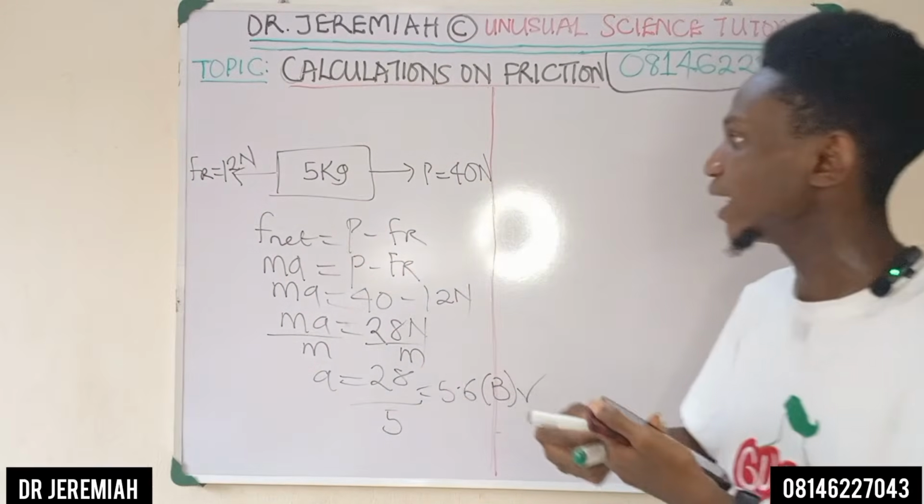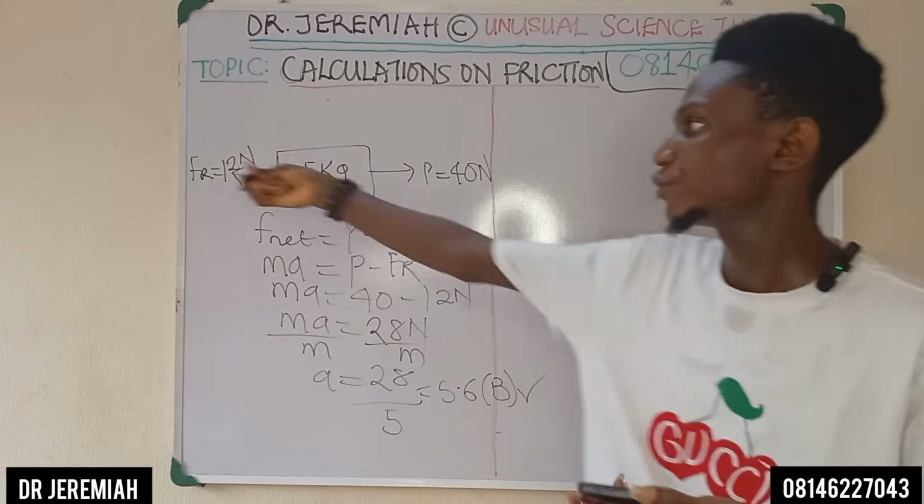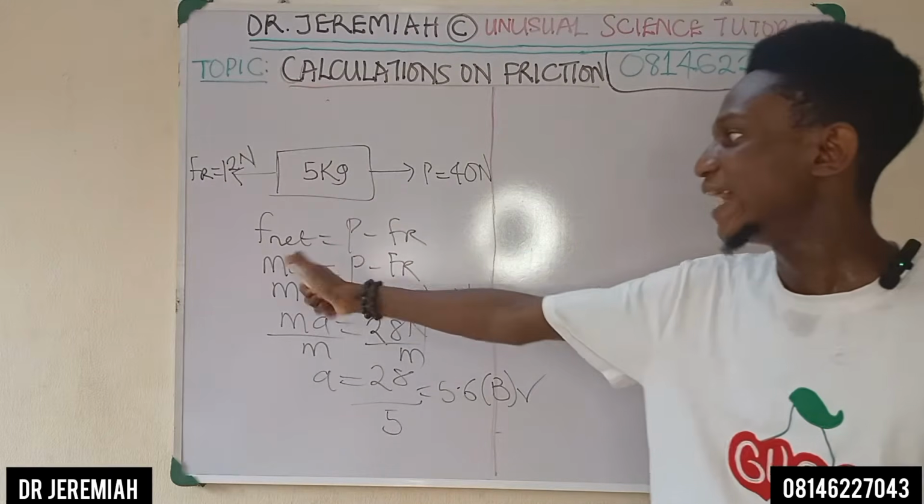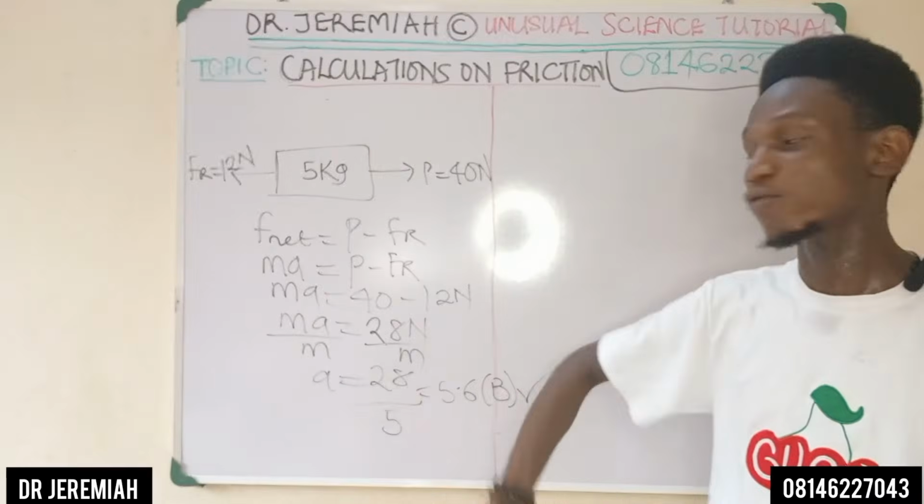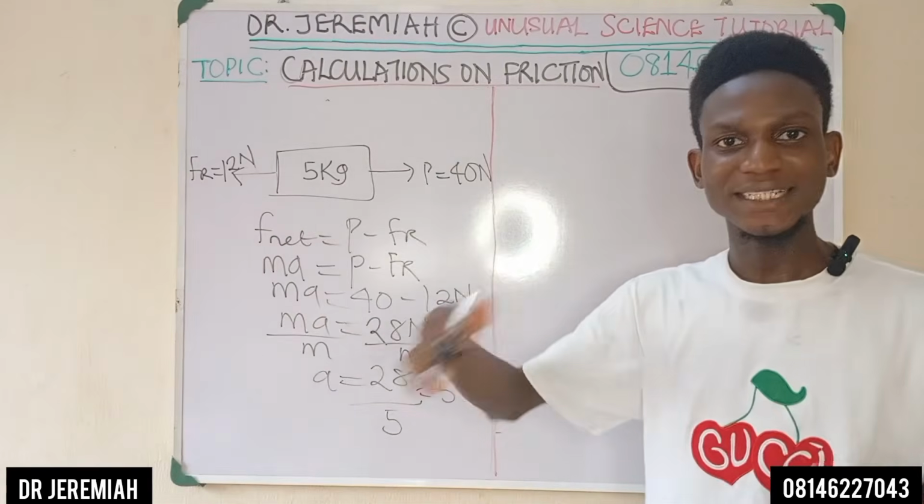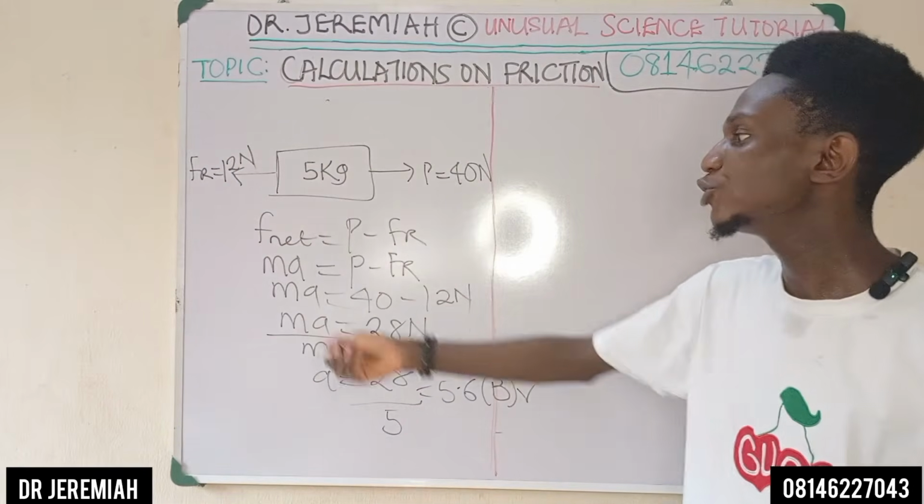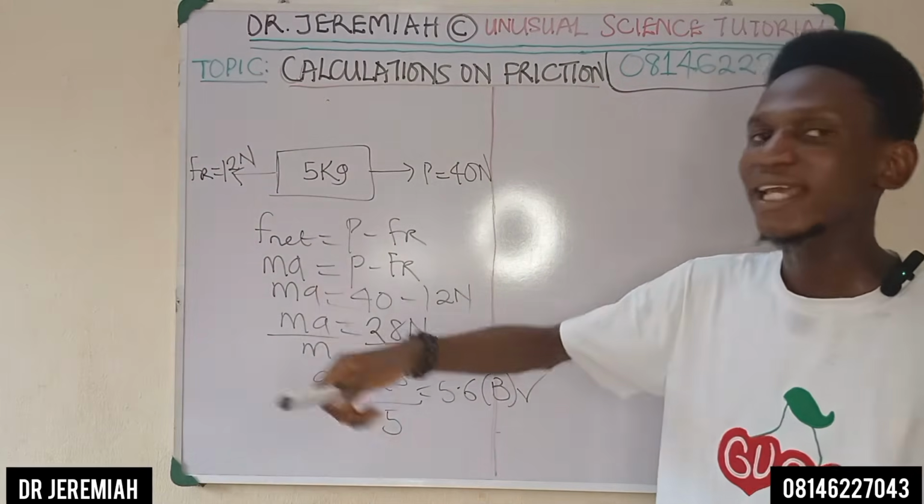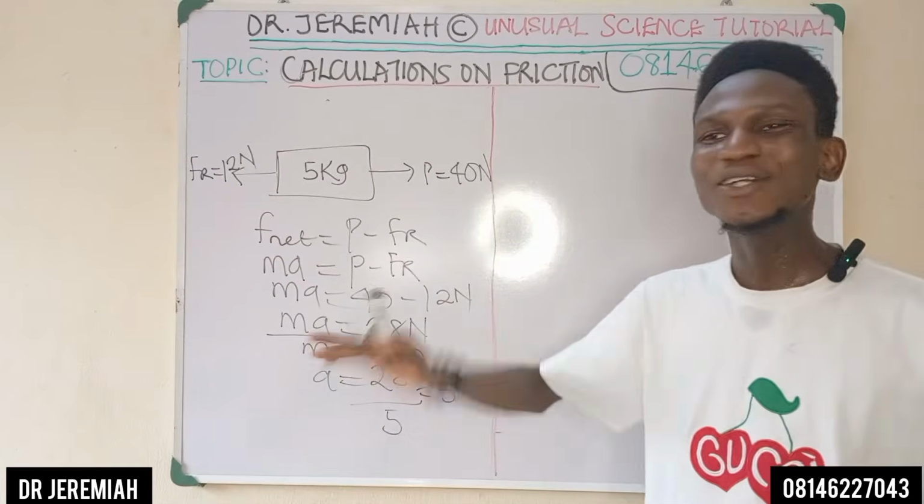Just know how to draw the diagram. Pulling force is in one direction, frictional force is in the other direction. Then net force equals pulling force minus frictional force. Then net force equals mass times acceleration, as you all know. You can decide to just look for net force first, then say F equals MA and do your division. But those are a waste of time.